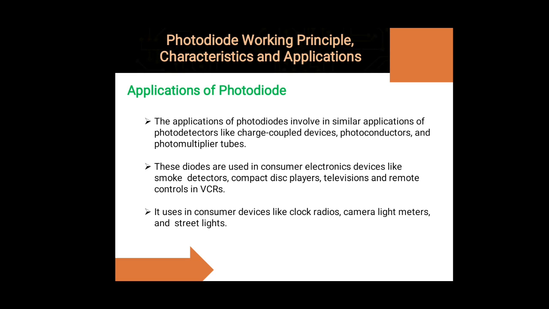What are the applications of the photodiodes? Applications of the photodiode involve similar applications of photodetectors, like charge coupled devices, photoconductors and photomultiplier tubes. These diodes are used in consumer electronic devices like smoke detectors, compact disc players, televisions, and remote controls in VCRs. They are also used in consumer devices like clock radios, camera light meters and street lights.